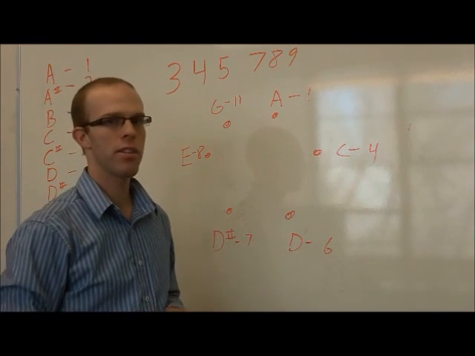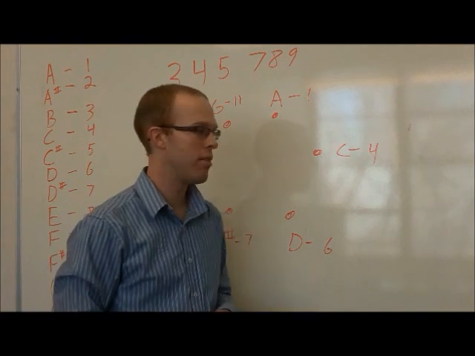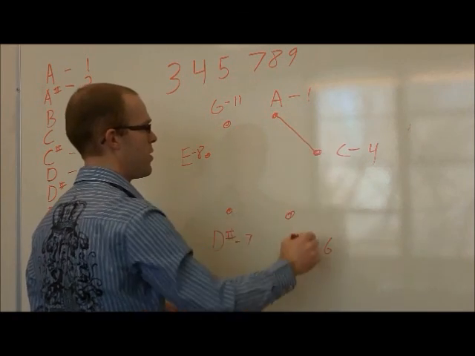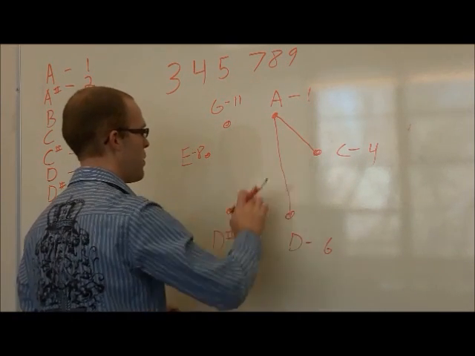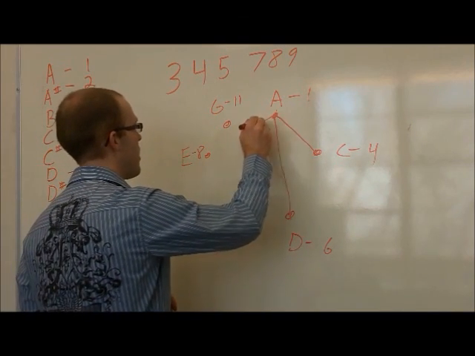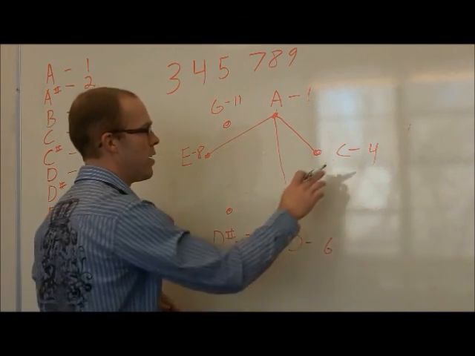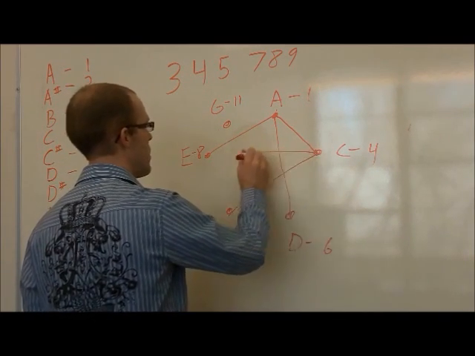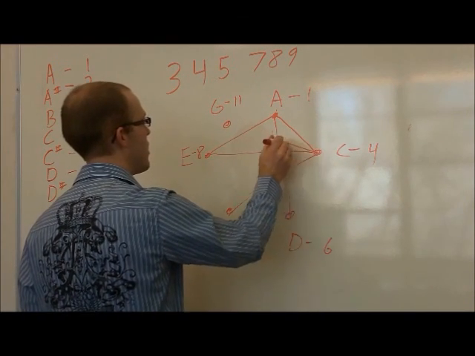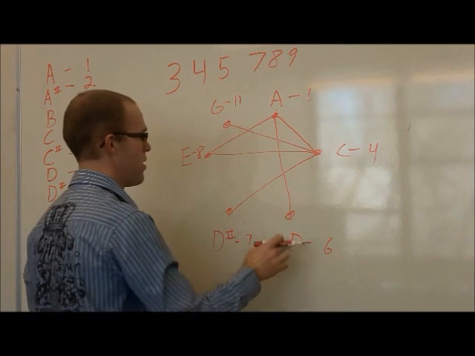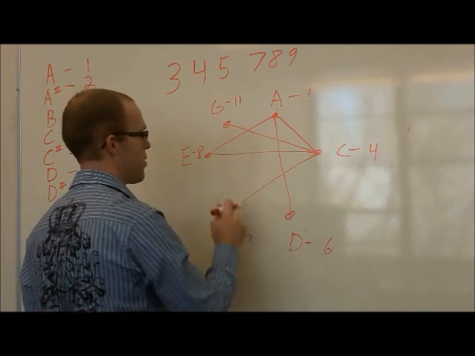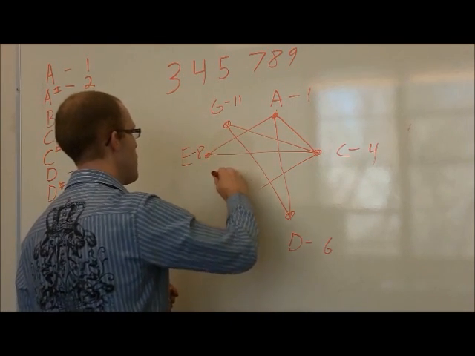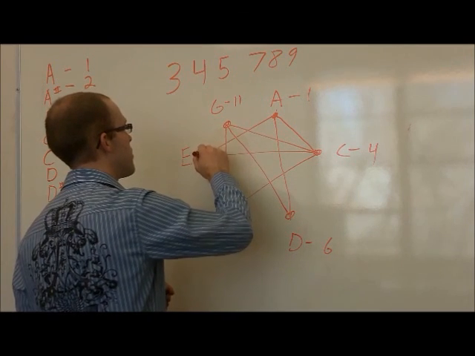We're going to go through the same process that we just did to figure out which harmonic chords are available in this scale. So 1 to 4, that's 3, good. 1 to 6 is 5, good. 1 to 7 is 6, 1 to 8 is 7, and 1 to 11 is 10. 4 to 6 is 2, 4 to 7 is 3, 4 to 8 is 4, and 4 to 11 is 7. 6 to 7 is 1, 6 to 8 is 2, 6 to 11 is 5. 7 to 8 is 1, 7 to 11 is 4, and 8 to 11 is 3.